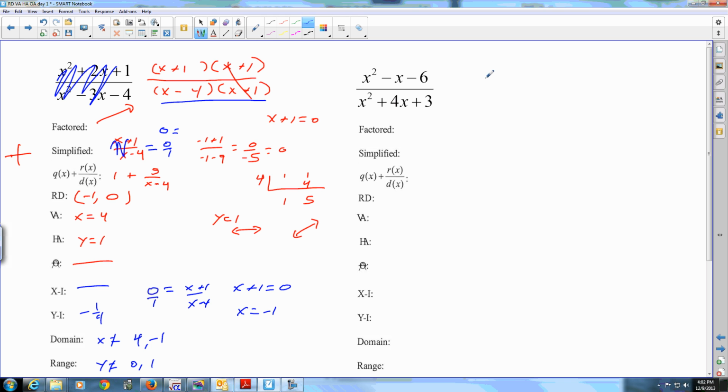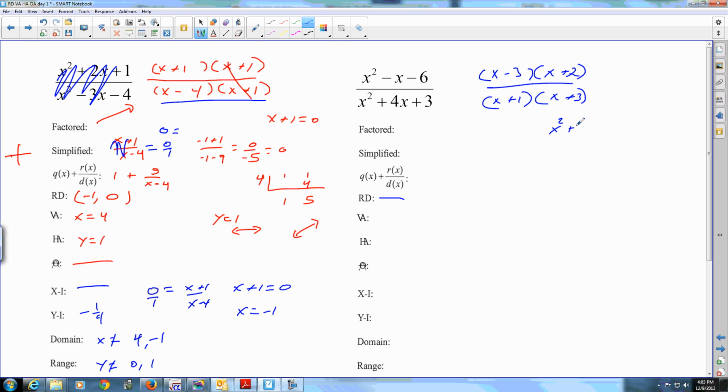Okay, factor this one. So the top one looks like x minus 3, x plus 2. And this one, x plus 1, x plus 3. So this is a case where nothing cancels, so you do not have a removable discontinuity. You're going to divide the bottom into the top. Well, you can't do synthetic division with that. You have to do long division.